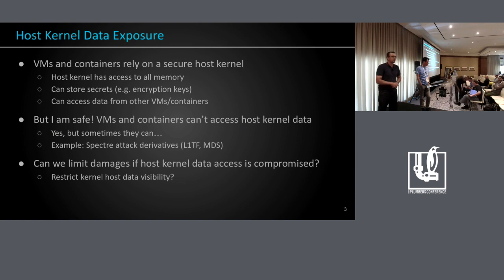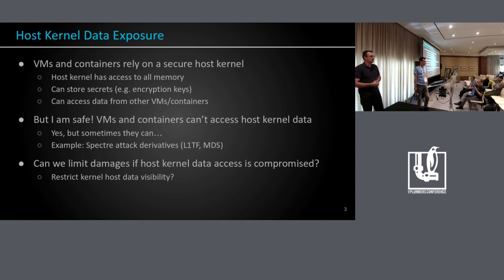So VMs and containers rely on a secure host kernel. Because the host kernel has access to all the memory, it can have secrets, such as encryption keys. The kernel also can have data from other VMs and containers. So we need a very secure host kernel, and this is what all the cloud providers fear: an attack from a VM to the host, which could gather data from other VMs or containers. We should be safe, because in theory VMs and containers cannot access this data. But we have seen recently that in some cases they can.